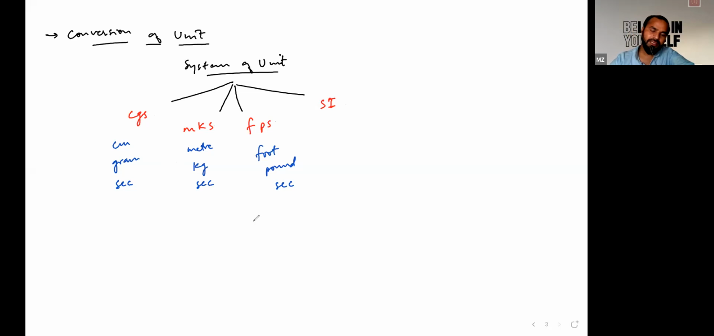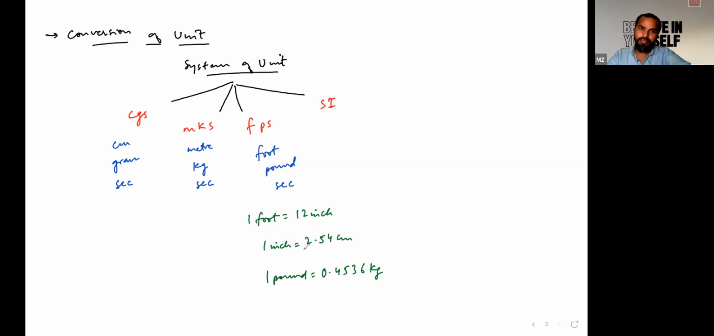Suppose for FPS, 1 foot is equal to 12 inches, and 1 inch is equal to 2.54 centimeters. Similarly, 1 pound is equal to 0.4536 kg. On converting from one system to another, we have to solve these numerical parts, multiplying or dividing to convert from one to another, which may be a hectic calculation.